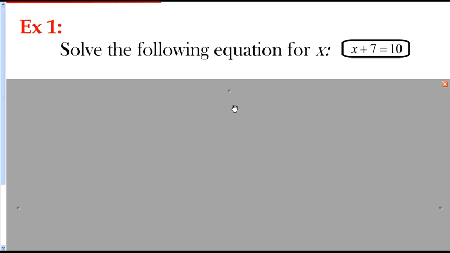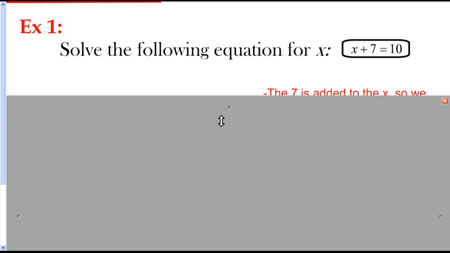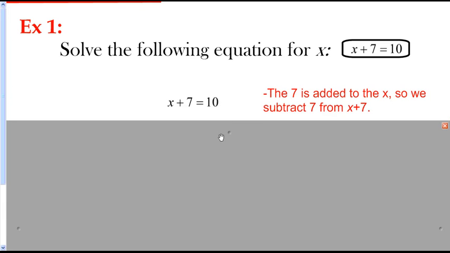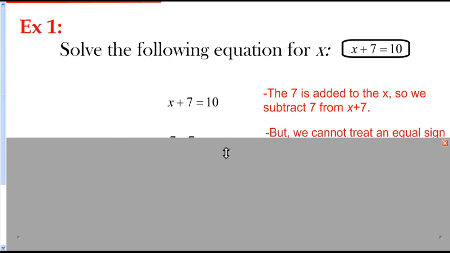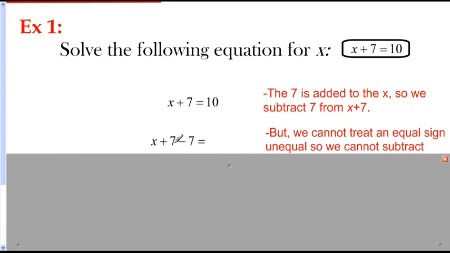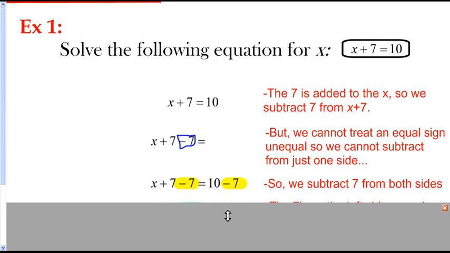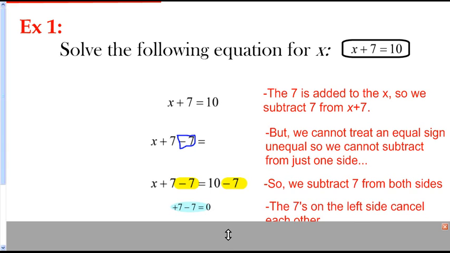So let's solve this equation. X plus 7, or a number plus 7, is equal to 10. If I go down one here, we need to get rid of the 7. And the 7 is added to the x. So we need to subtract 7 to get rid of it. But whatever we do on the left side, we have to do to the right side. So if we're going to subtract 7 on one side, we have to subtract 7 on the other side.